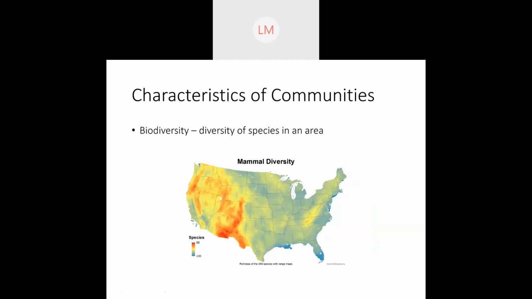And then I just threw this map up here. It's just a really great biodiversity map of the United States when it comes to mammal species. You can see that there are certain places in the United States that have a really high biodiversity of mammals and other places that maybe have a little less biodiversity of mammals. We are really lucky here in Colorado that we have a pretty high biodiversity of mammals.